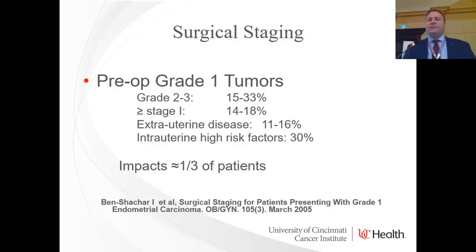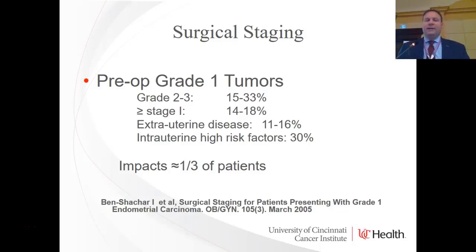What about grade 1 tumors? Well, there have been several studies looking at a pre-op endometrial biopsy showing a grade 1 tumor and what the relative risk is that you're going to find additional information after hysterectomy, i.e. a higher grade tumor, not a stage 1 tumor, evidence of extra-uterine disease. Cumulatively, about a third of patients are going to be found to have higher risk histology or higher risk pathologic findings that, if in retrospect you knew were there, you would like to have staged them.